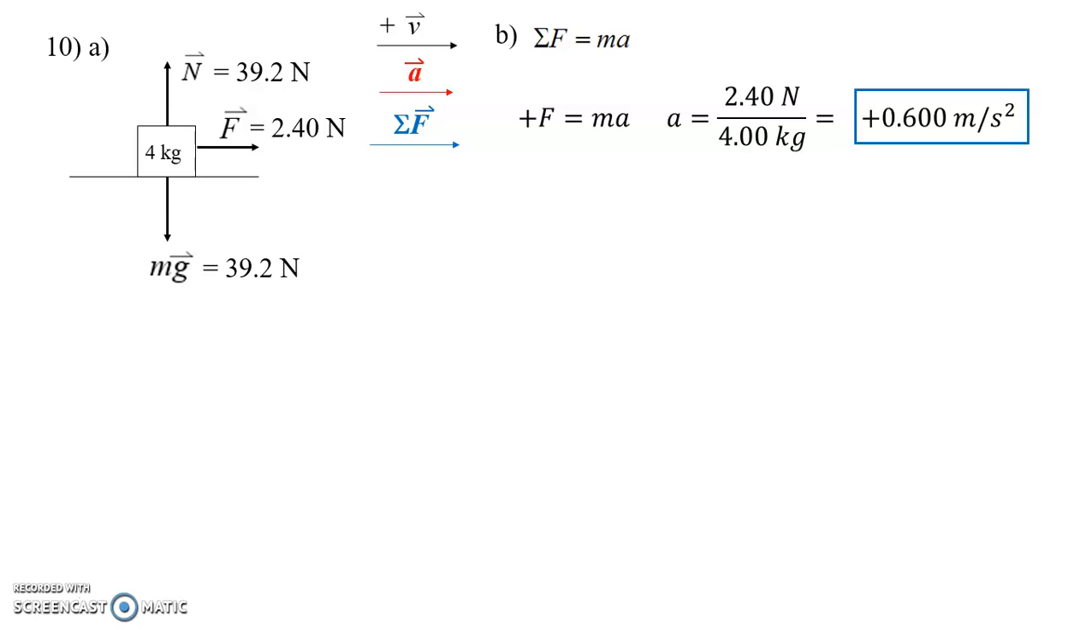All right, for letter C, you want to find how fast it's moving after 5 seconds. So I think the best way to do that is v_f equals v_0 plus at. It says it starts from rest, so v_0 equals 0. And it's not very difficult math here to figure out it's moving at 3.00 meters per second.